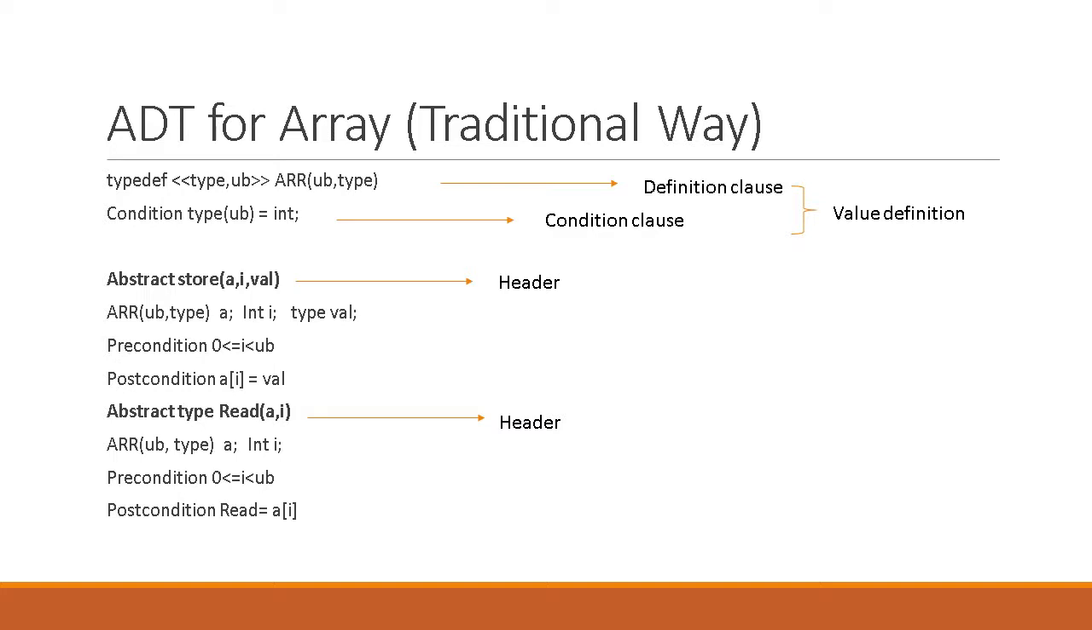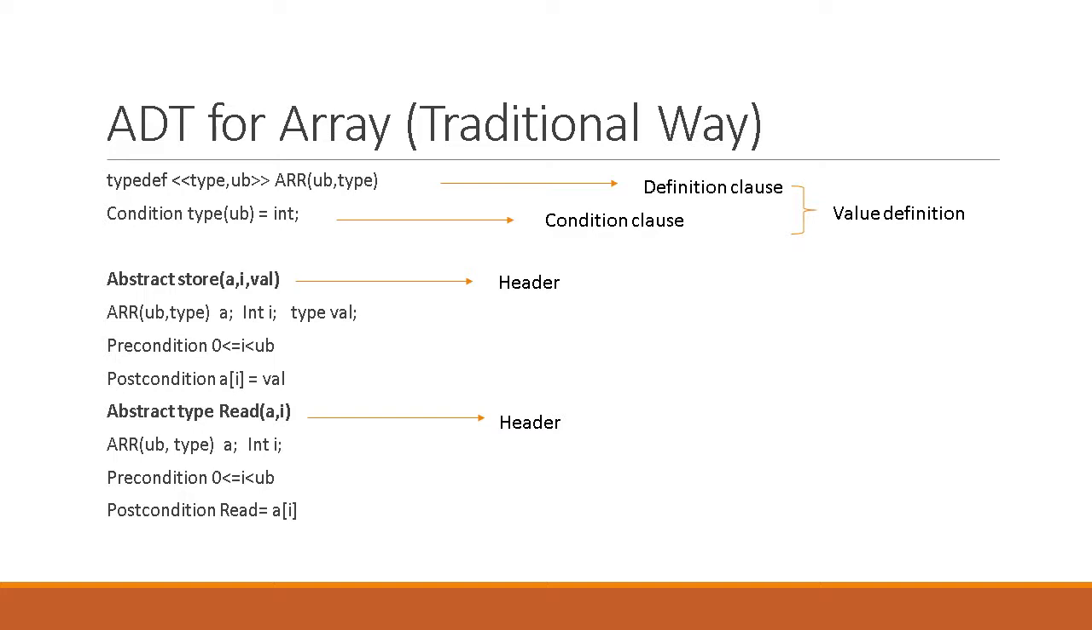store element in the array, and read element from the array. First is store. I need to specify the array name, the location and the value, so we specify that in the header. In the precondition I need to check that whatever index value I have given should be between 0 and the upper bound. And the postcondition says what it is going to do: at the ith location, it is going to store the value.